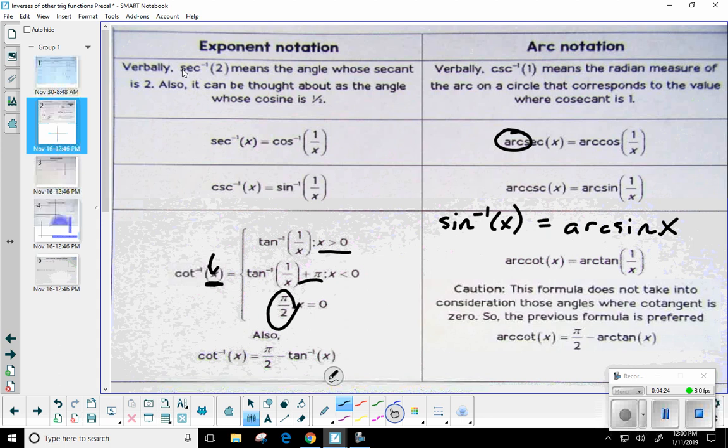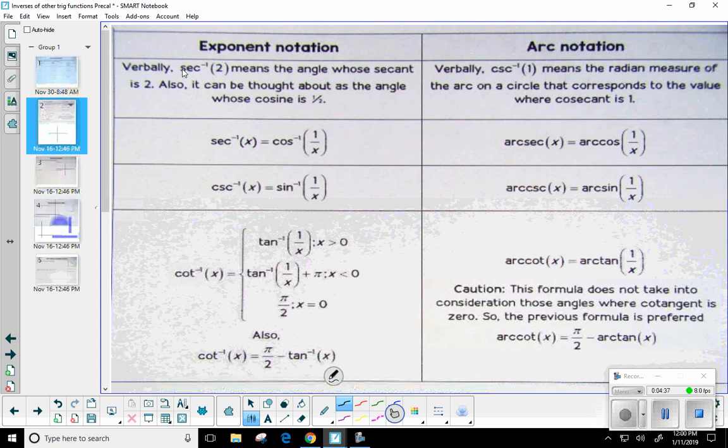Okay. Because we're still going with the same idea. I'm only able to plug a ratio into an inverse trig function. My answer is going to be a what? An angle measure. There you go. Yeah, exactly. Okay, so let's just get right into it. Let's try an example and see what you guys think.